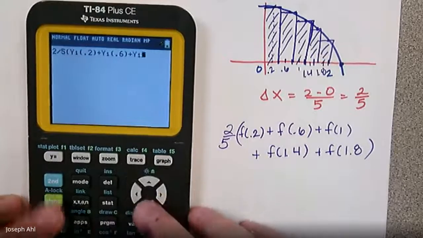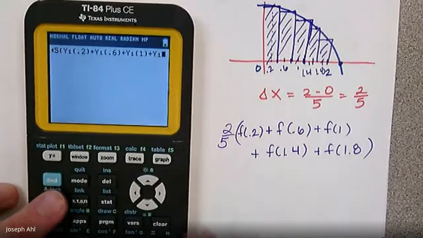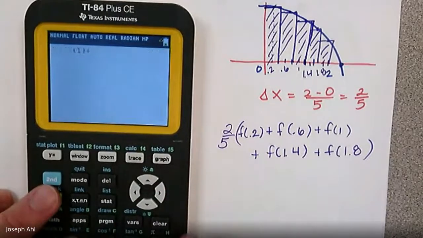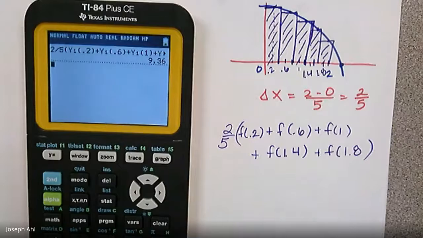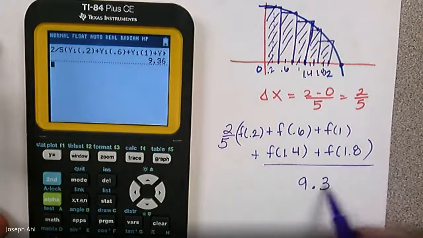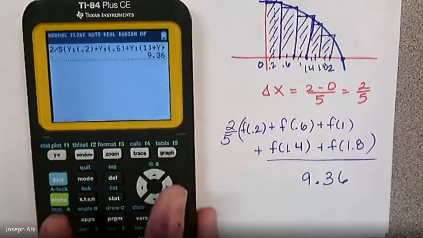Okay, we need y1 of 1, y1 of 1.4, and finally y1 of 1.8, close parentheses twice there, and the MRAM winds up being 9.36. Okay. So I do want you to try the other two.